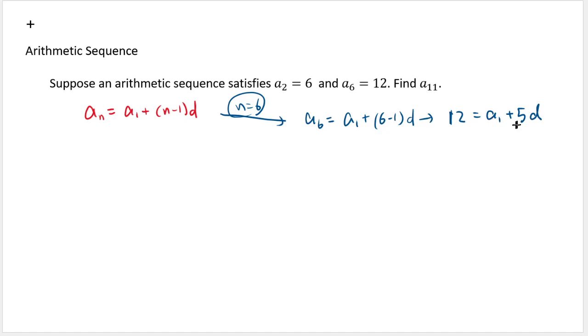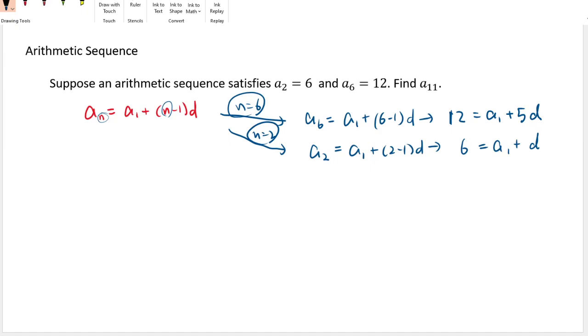So you have two unknowns, a1 and d, and your goal is really just to come up with an equation for a1 and d. So let's do the same thing for n equals 2, and you get a2 equals a1 plus 2 minus 1 times d. All I'm doing is I'm taking this formula and replacing this n by 2, this n and this n by 2. And then just say, since a2 is 6, you have 6 equals a1 plus 1d. Now the reason I wanted to put the 6 on top and 2 on the bottom is because then I can just subtract the 2, just like that.